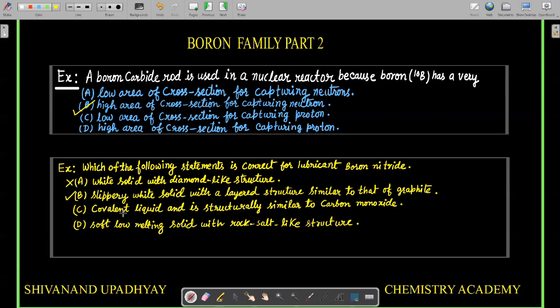And there is a strong van der Waals force of attraction due to the difference of electronegativity of boron and nitrogen, while in the case of graphite there is no such polarity, all atoms are carbon atoms, so the van der Waals forces between the planes are a little bit high in this. Covalent liquid and structurally similar to that of carbon monoxide? It is not a liquid, it is a solid. Soft, low melting point? No, it is a covalent solid. It can't have a low melting point. So this is also wrong.